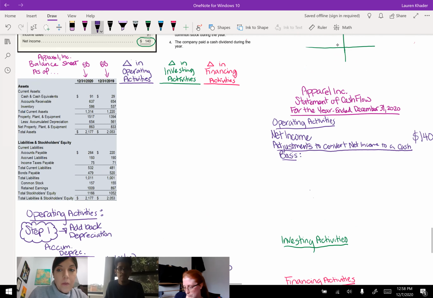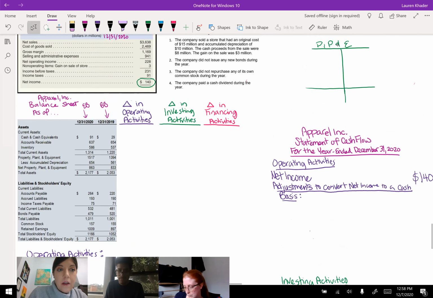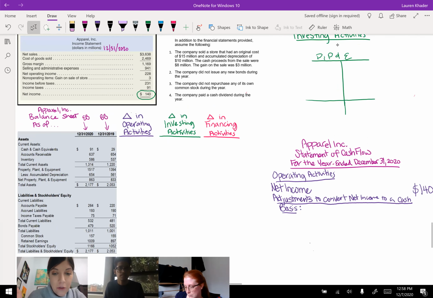Now, if we look up here, they don't give us depreciation expense in the income statement. That would be too easy, right? Because it's lumped together in our selling and administrative expenses. So we have to use the sister account that we also record depreciation in to back into depreciation expense for the period.